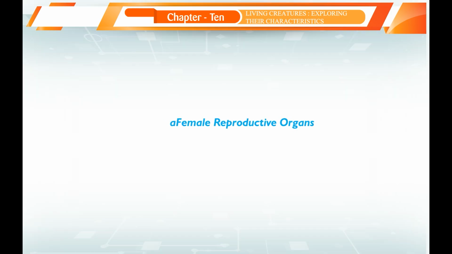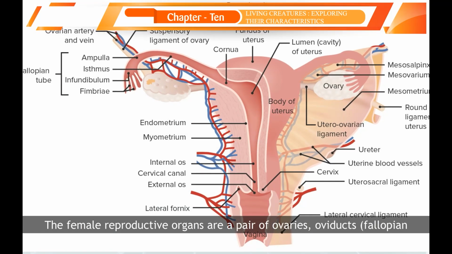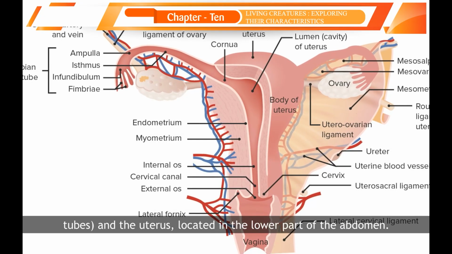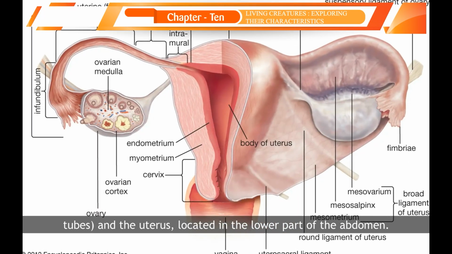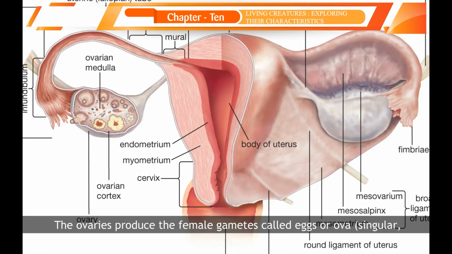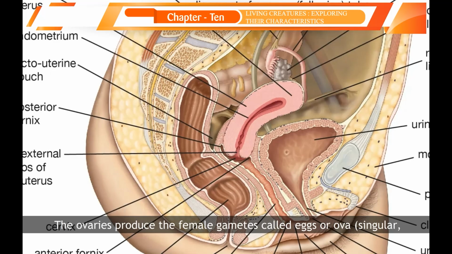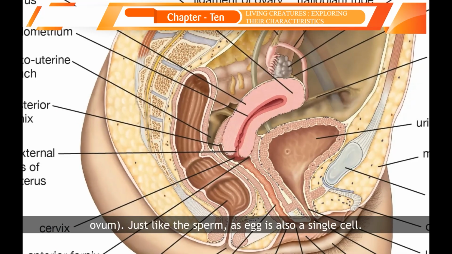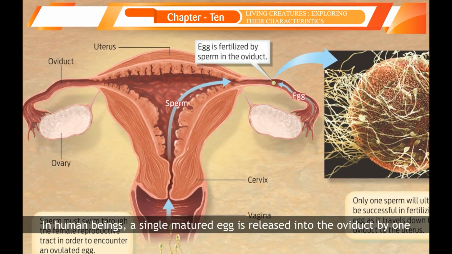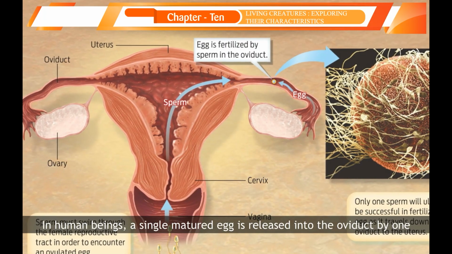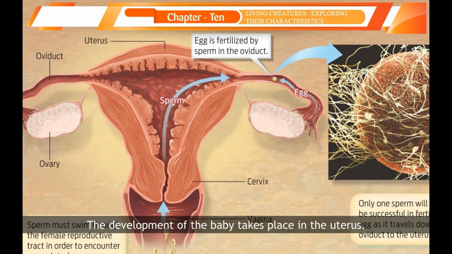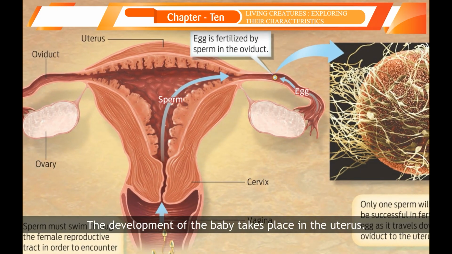Female reproductive organs. The female reproductive organs are a pair of ovaries, oviducts, fallopian tubes, and the uterus, located in the lower part of the abdomen. The ovaries produce the female gametes called eggs or ovum. Singular ovum, just like the sperm, as egg is also a single cell. In human beings, a single matured egg is released into the oviduct by one of the ovaries every month. The development of the baby takes place in the uterus.